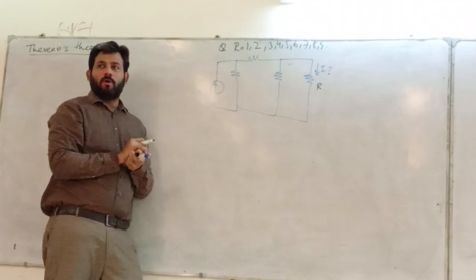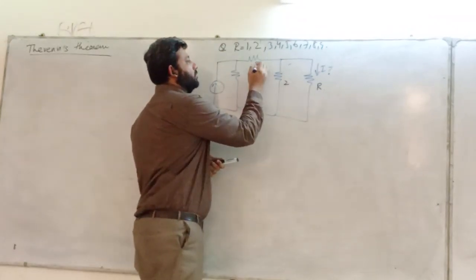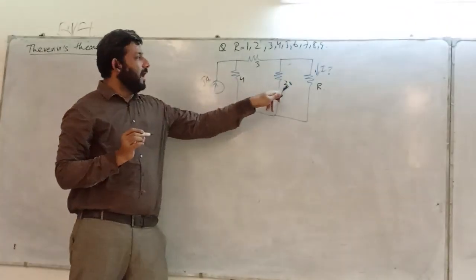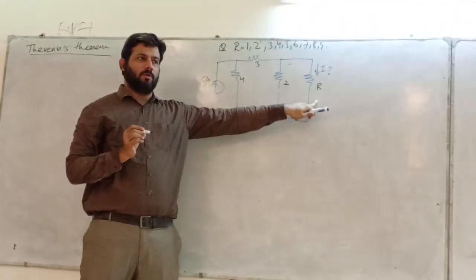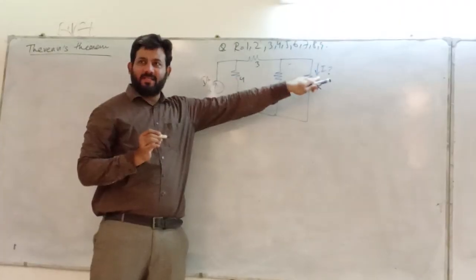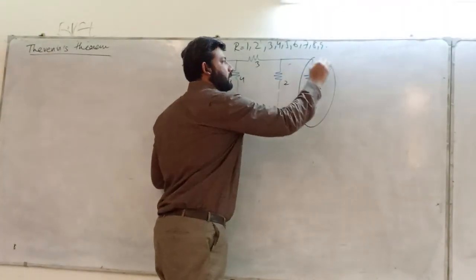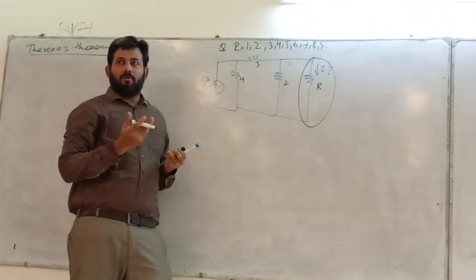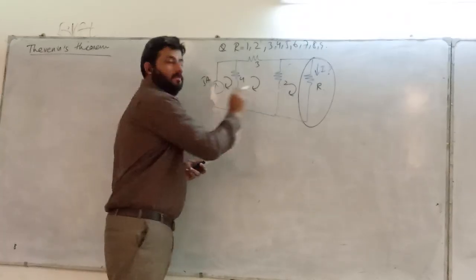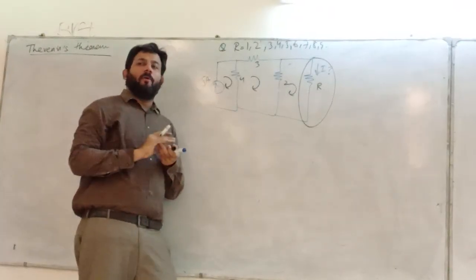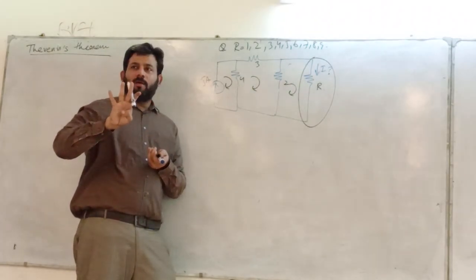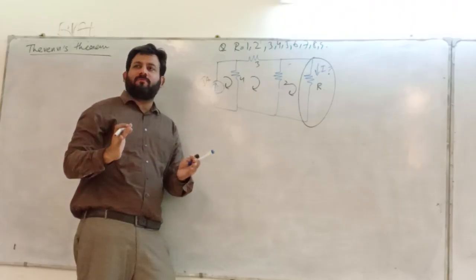So what should we do? Can we do, for example, this is 2, this is 3, this is 4, and this is 5 ampere. Can we do R current to 2? Yes. No. Because if we want to find its current, then we need to keep it separate. So we will apply mesh analysis. Okay. How many mesh analyses are required? How many meshes? 3. So we will try to find its value.